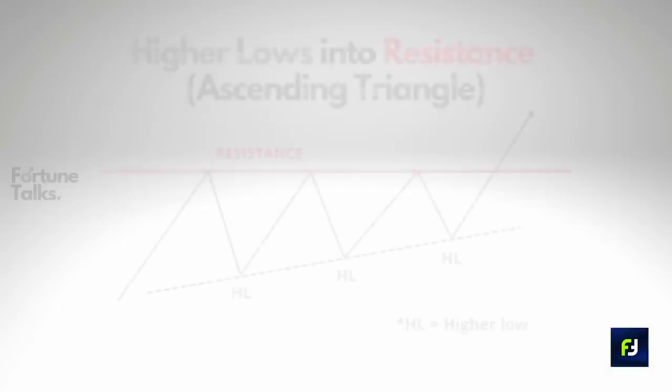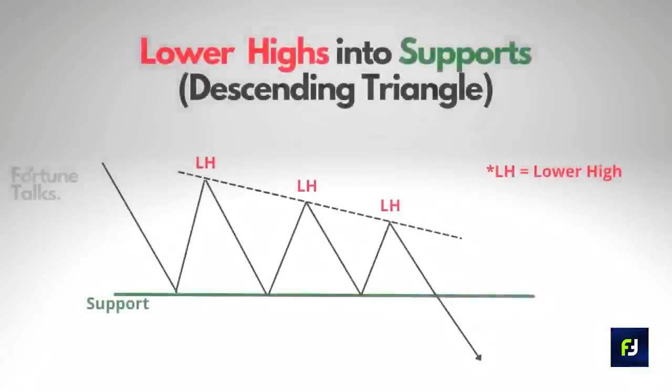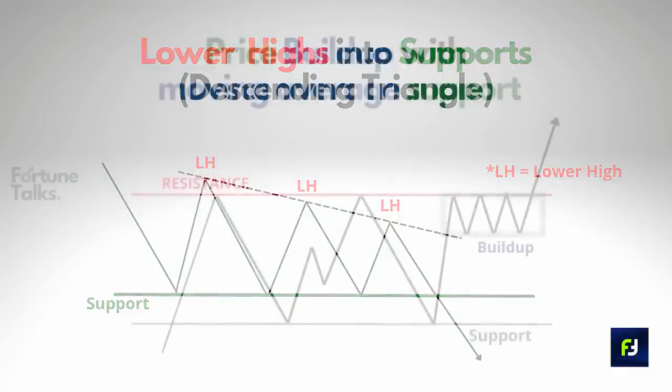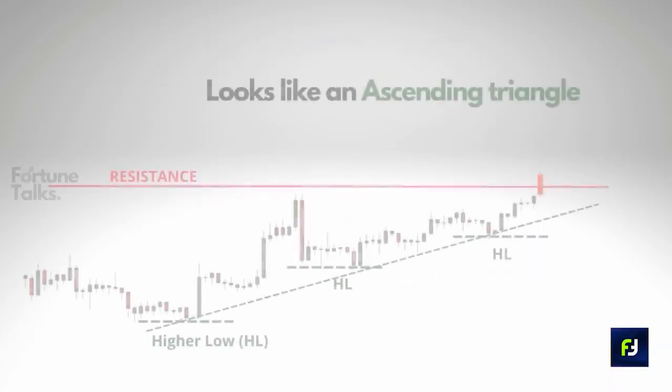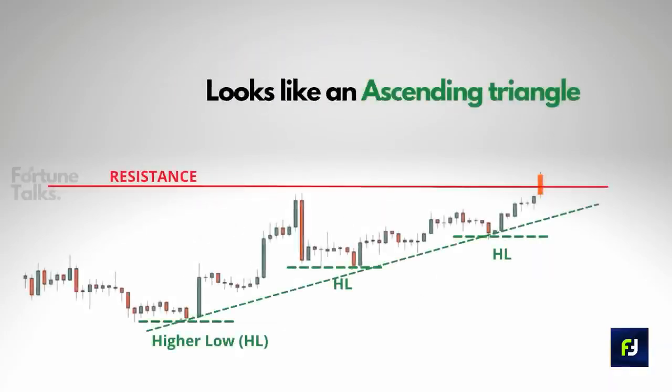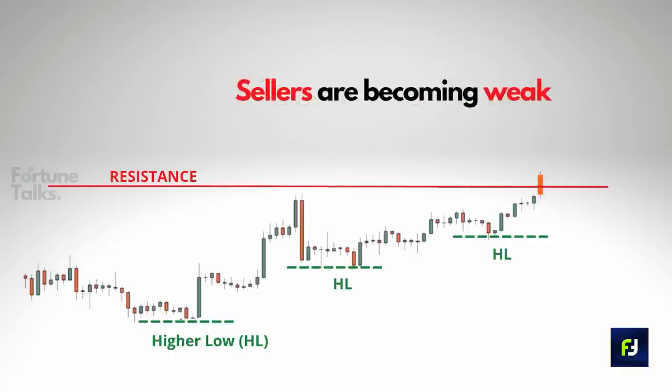We have to look for higher lows into a resistance which somewhat look like an ascending triangle, or we should look for lower highs into the support, which somewhat looks like a descending triangle, or even a third type where there is a price buildup which is supported by a moving average. Now let me cover each one of them. Starting off, higher lows into a resistance looks something like this. And you can see the price looks somewhat like an ascending triangle pattern. This is significant because it's telling me that the buyers are willing to buy at higher prices and the sellers are not interested or they are weaker.